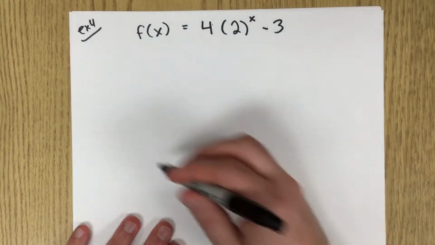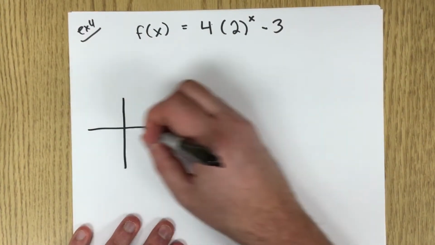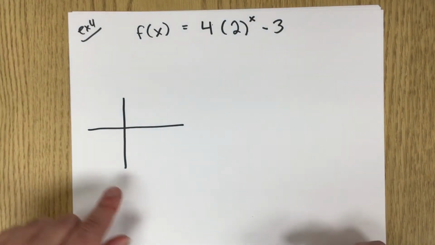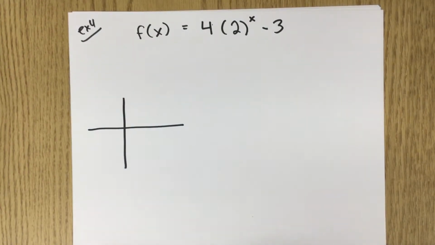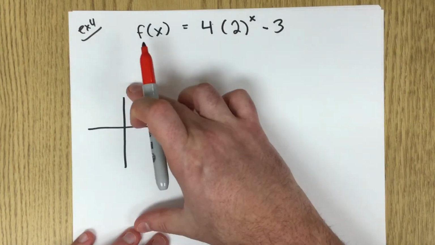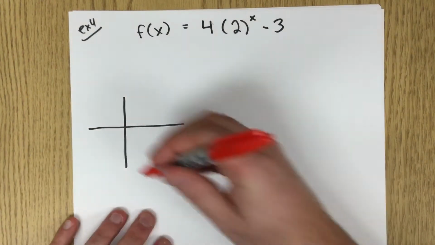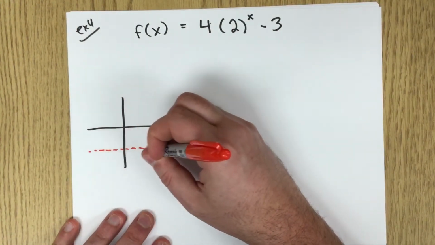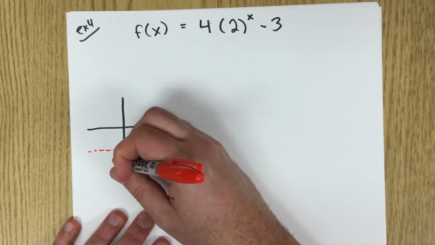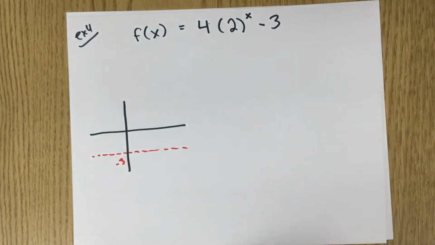Example 4. So what does this one look like? So this one's been stretched. So it's going to be vertically stretched, and then it's going to go down 3. The asymptote is going to be at -3.